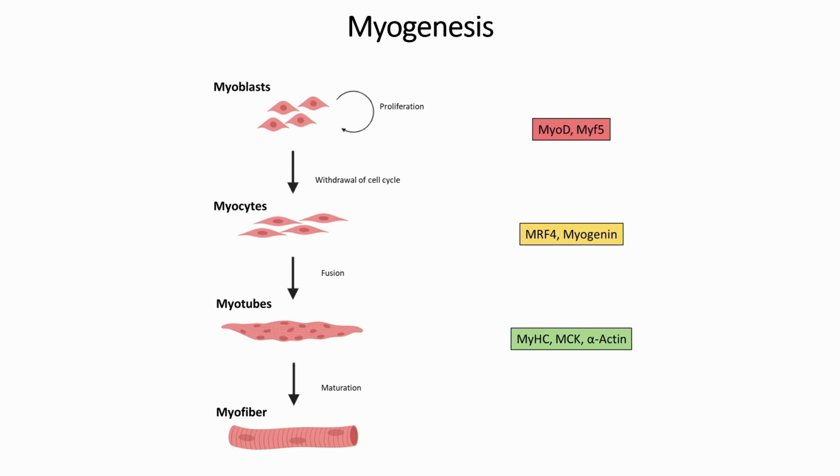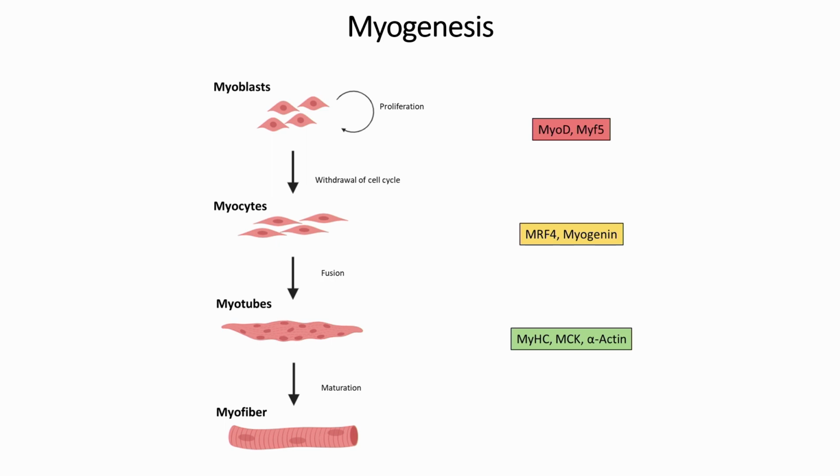of the muscle tissue. Every stage of the differentiation is characterized by the expression of specific markers, like MyoD and Myf5 for the myoblasts, MRF4 and myogenin for the myocytes, and myosin heavy chain, creatine kinase, and alpha-actin for the myotubes.